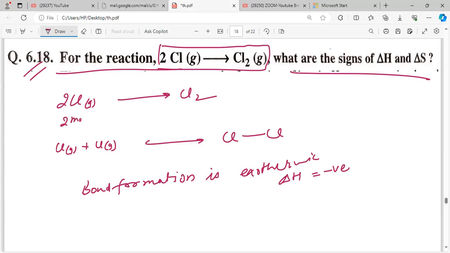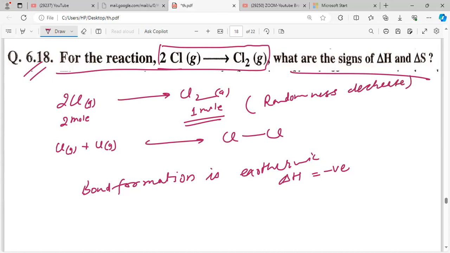Here the gas is 2 mole. Now the number of gas is 1 mole. So the number of mole is decreasing. Yes, sir. Number of mole is decreasing. So randomness increases or decreases? Sir, randomness will decrease.